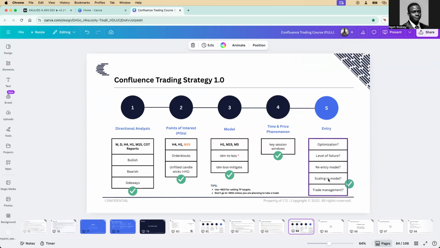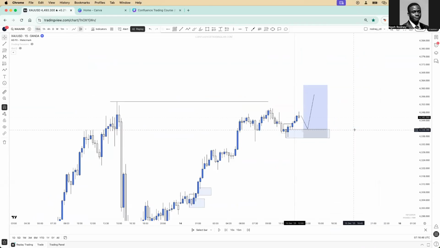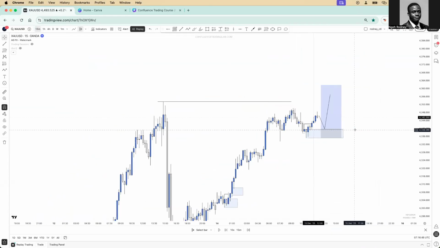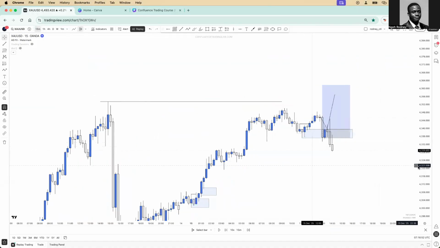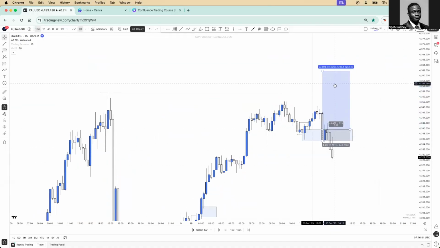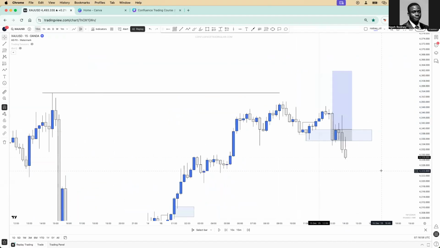Are we scaling? Are we scaling in yet? Not really. We have not even entered the trade. So all these ones are things you consider after you are in the trade. But every other thing here, we have checked it. Just because you check all of it doesn't mean you are right. Doesn't mean the trade will always be right. So sometimes it can be a wrong trade, like this case. You can see that even though everything was checked, this is a trade that was wrong.